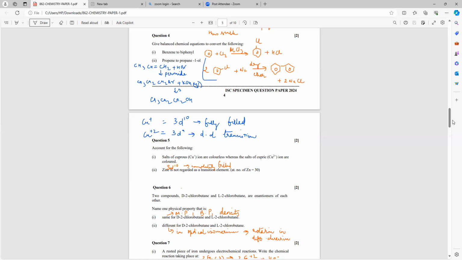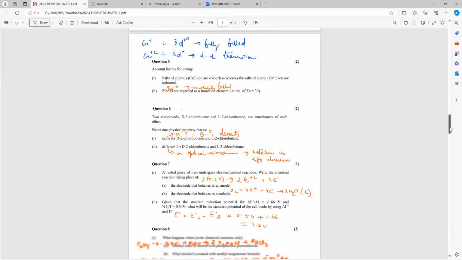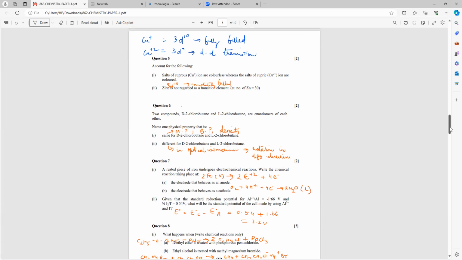Name one physical property that is the same. So in that you can write either the melting point or the boiling point or the density. For enantiomers, these properties are the same. The difference will be in terms of optical isomerism. Rotation will be in different directions, but the magnitude of rotation will be the same.